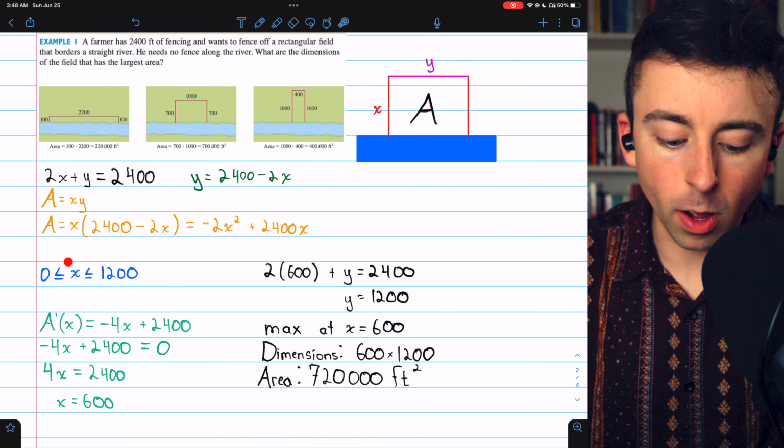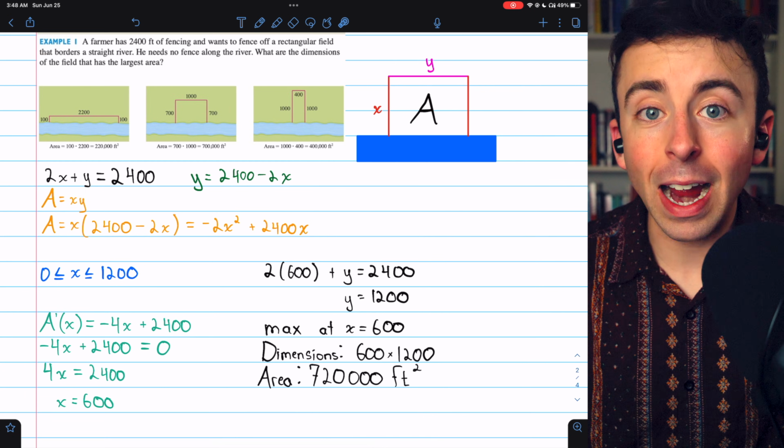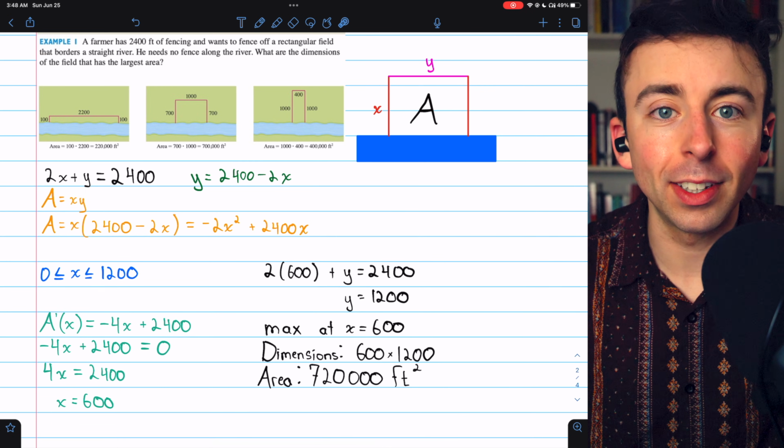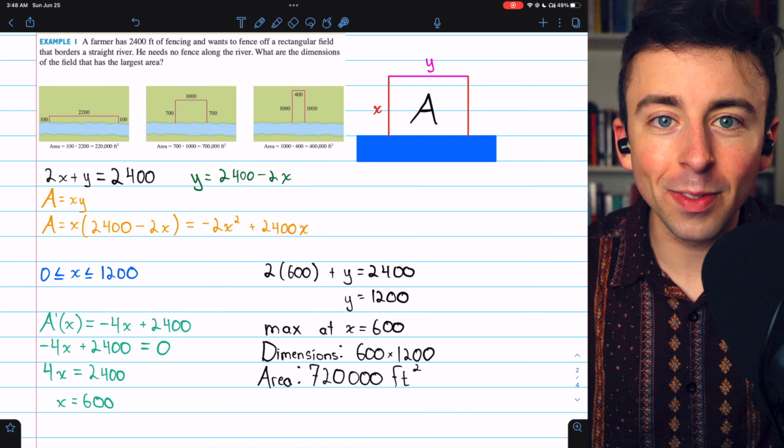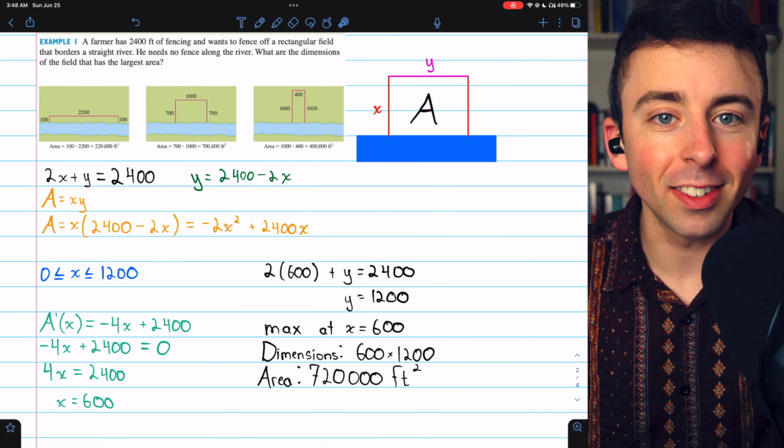And again, we are on a closed interval. We're really using the extreme value theorem here. There has to be a max and a min on this closed interval. The maximum obviously isn't 0, so it must occur at x equals 600.